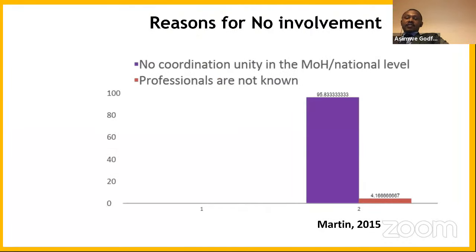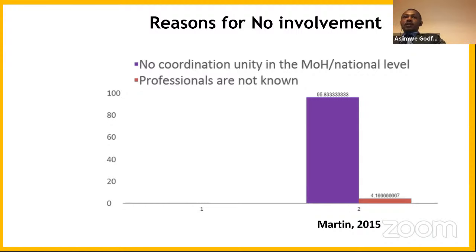So the reasons, he asked for reasons. The main reason, which accounts for 96%, is that the professionals said there is no coordination unit in the Ministry of Health or at the national level. There is no coordination department at the Ministry of Health or at the national level that connects the professionals with the government. And some of them accepted that some professionals are not known.